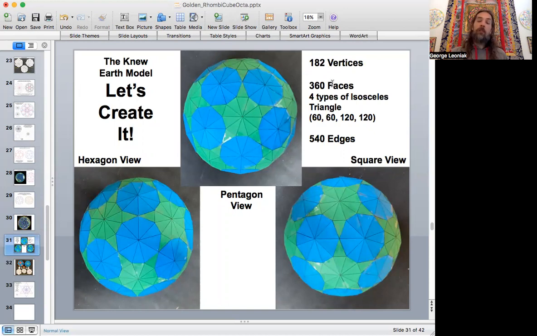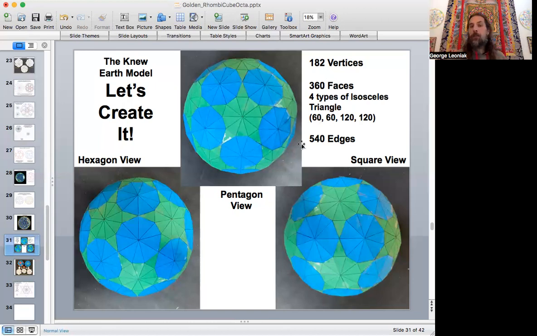And I love the numbers on this. They're really, really cool. We have 182 vertices and 360 faces, right? When we count up everything around. And there are 4 types of isosceles triangles, right? So we have the ones that are off the decagon, all the same ones on the decagon, and then there are 2 different ones on the nonagon faces. So we got 60, 60, 120, 120. So we got 6, 6, and 3 and 3 if we're doing some digital compression. Of course, this adds up to 9.